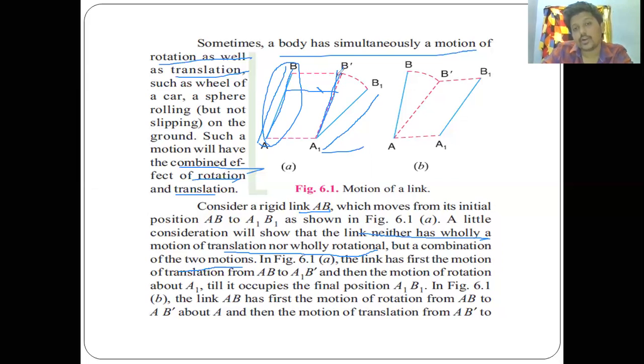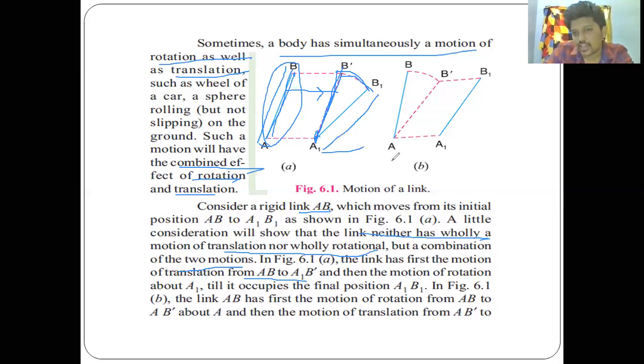From here it rotated through an angle, so it became A1 B1. So it is not completely translational or completely rotational. It is a combination of both. The link first has to move translationally from AB to A1 B dash. Then it moves rotationally with A as center, moving from B dash to B1 through some angle, which is rotation. So here we have both the translational and rotational parts.